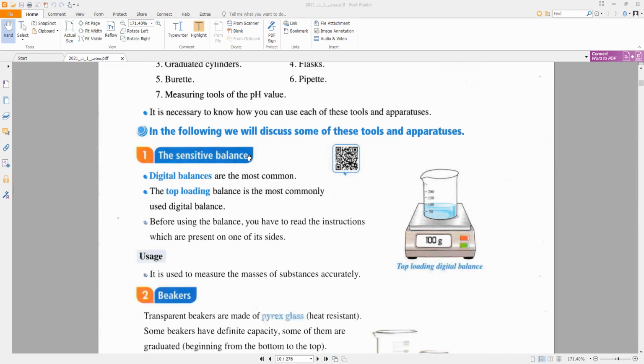First, the sensitive balance. All of us know the balance is used to measure the mass of a substance. The sensitive balance is used to measure the mass of a substance accurately, and to measure small masses, because small masses are measured in grams and milligrams. So to measure small masses, we use the sensitive balance, to measure the mass of a very small substance accurately.